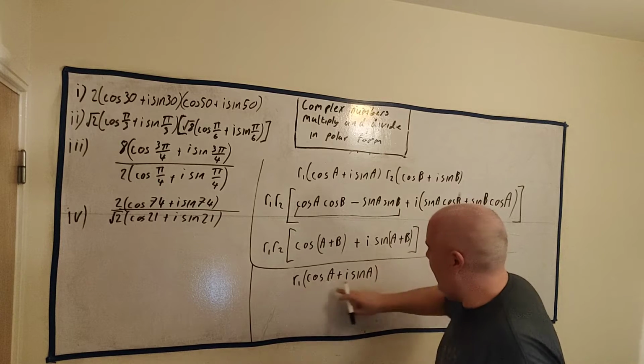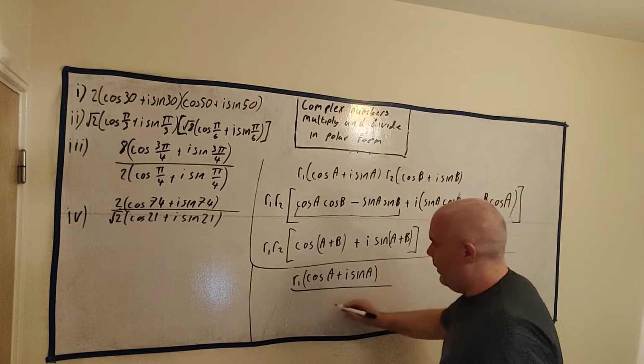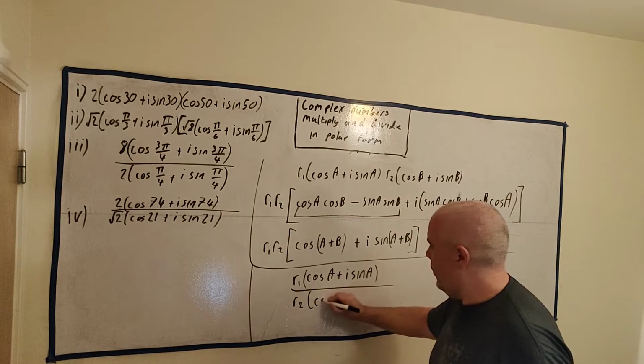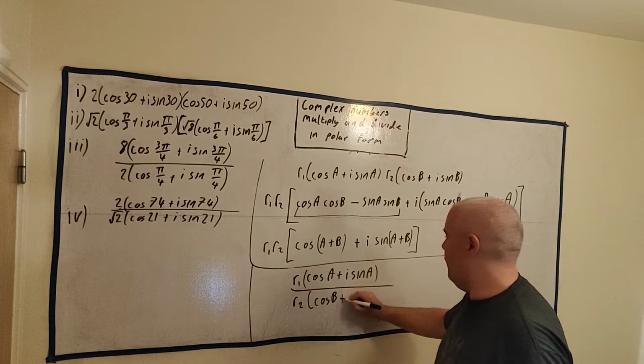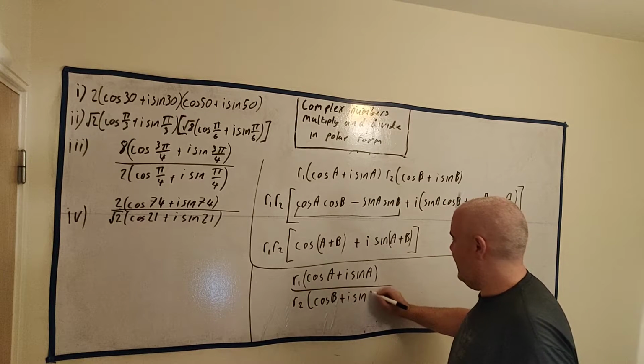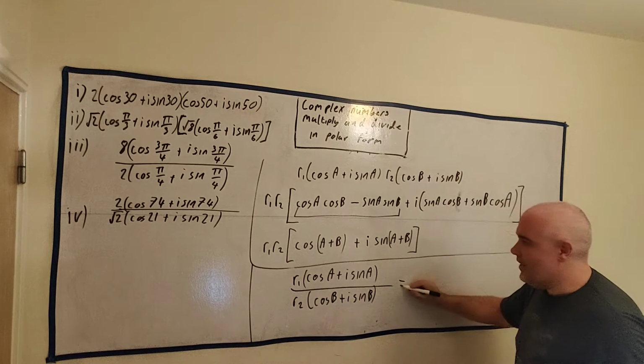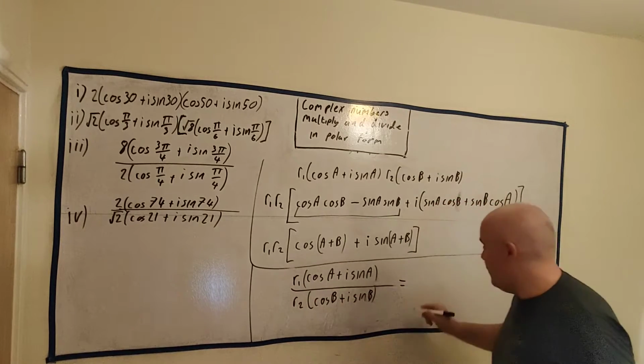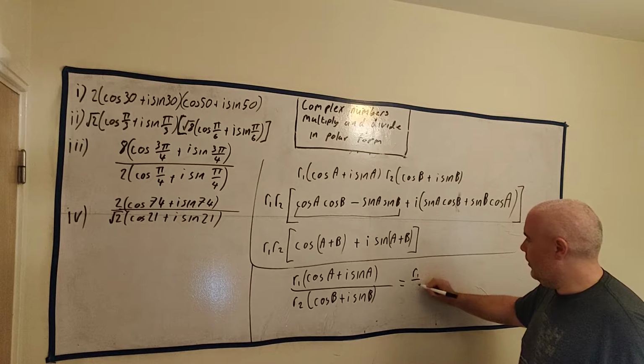Bracket there, R1 acts on everybody, divided by R2, cosine B plus i sine B. That is going to be equal. The R1 divides the R2 just like normal.